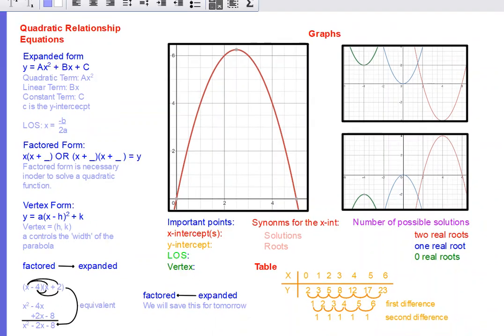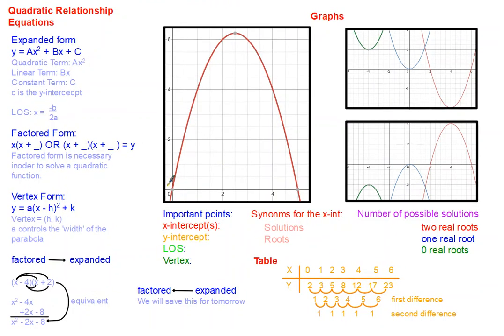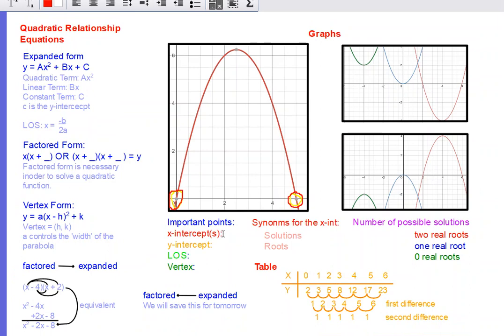So by far the king of the important points is going to be the x-intercepts. The x-intercepts of this expression right here are where the graph crosses the x-axis. I should have done that in red if I'm going to stick with my color coding. So here we go. Now it's on fire. And these x-intercepts are at 0 and 5. So the x-intercepts are 0 and 5. The y-intercept, well, it's possible that the x-intercept and the y-intercept are the same number. In this case, it is 0.